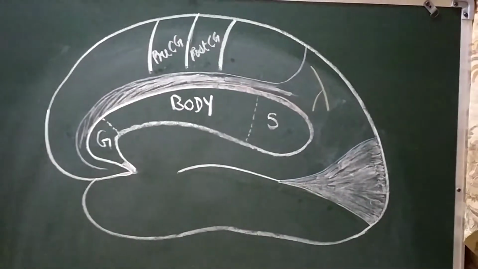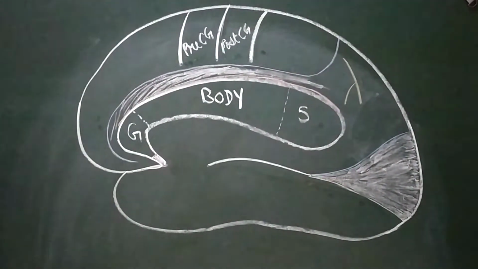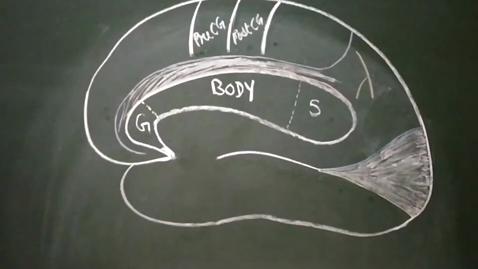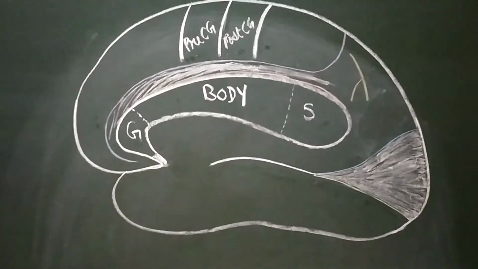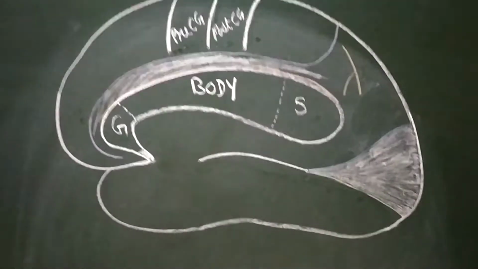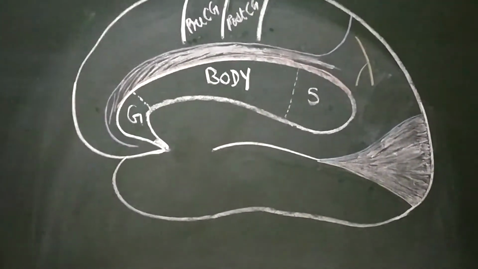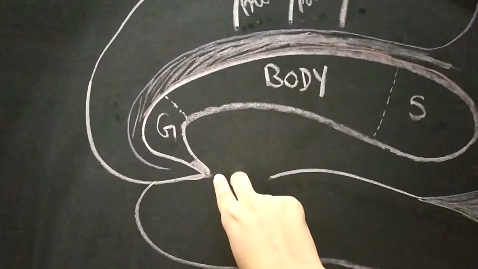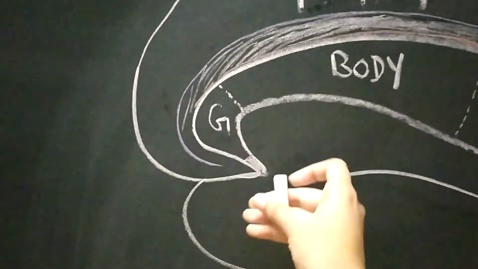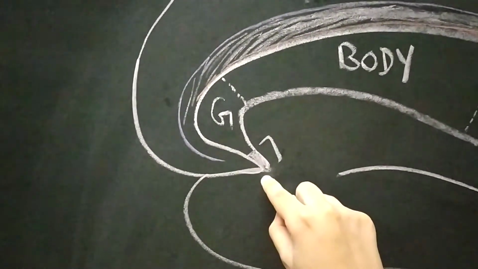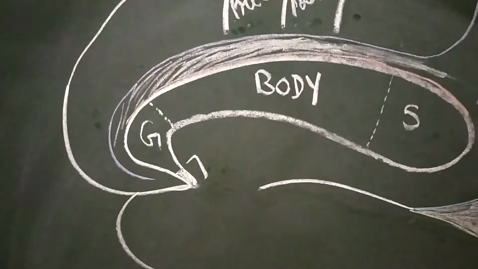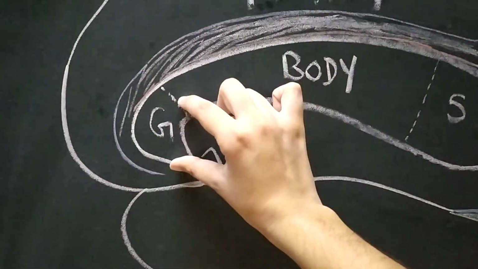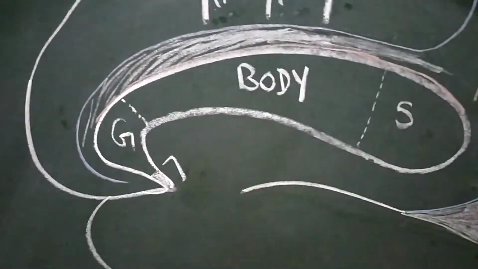Now just briefly talking about the corpus callosum. The corpus callosum is a thick bundle of white fibers and it belongs to the class of commissures. It has a total of 4 parts. This small projecting part is called the rostrum of the corpus callosum. The upper part, this entire region, is called the genu of the corpus callosum.